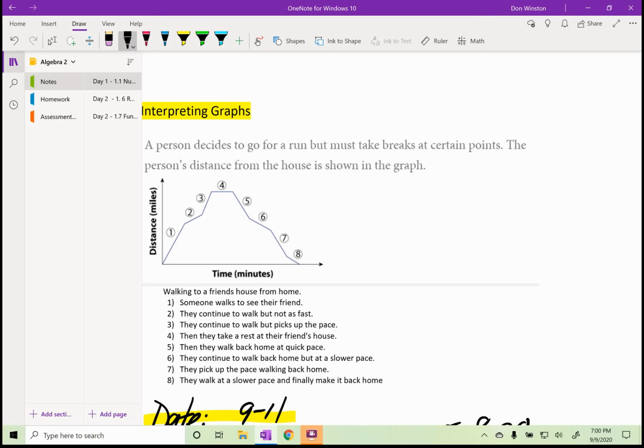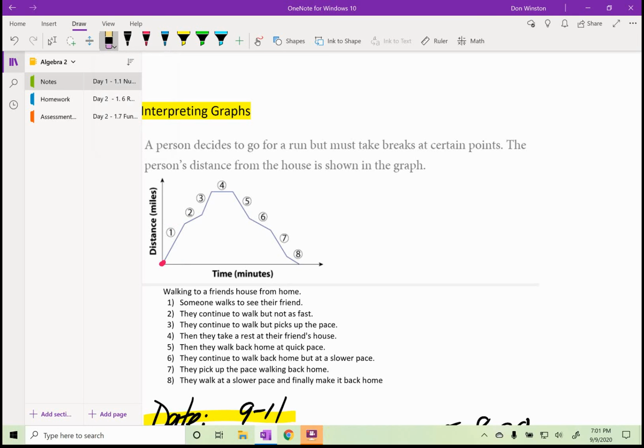The person's distance from the house is shown in a graph. So initially, before the person starts out, the distance they are from home is 0. And then sometime later, they've traveled so many miles from home.